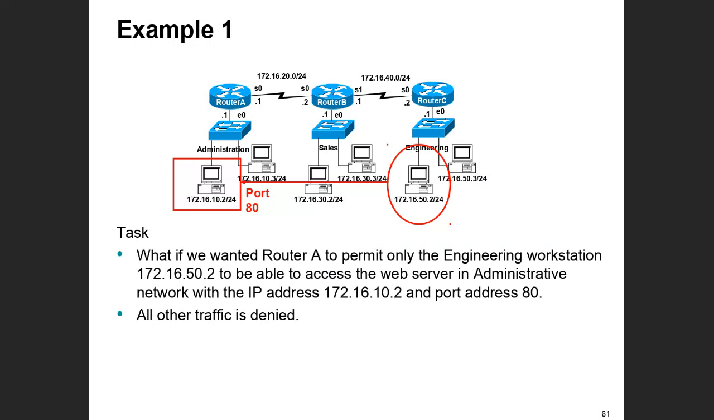Okay, let's use this in principle. What if we wanted router A to permit only the guy encircled here, the engineering manager? We only want him to be able to access the web server in the administration department. And that web server has the address of 172.16.10.2, and of course, port 80 is the well-known port for web activity. All other traffic is to be denied to that particular server. How are we going to do this?